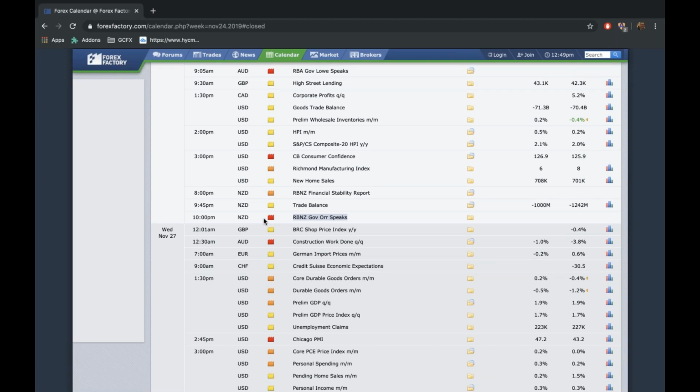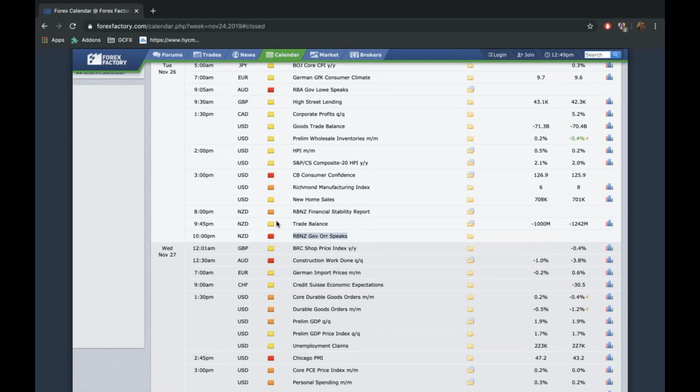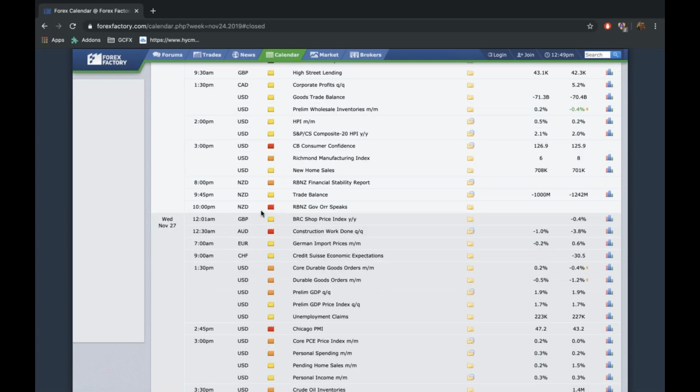And again, the New Zealand dollar, like the Australian dollar, is tied up to the US-China trade deal. So if the US-China trade deal is optimistic, it looks like it's going to be completed, that supports the Australian dollar and New Zealand dollar. Conversely, if the US-China trade deal is not going well, then that will be negative for them. But that's one event to watch on Tuesday.